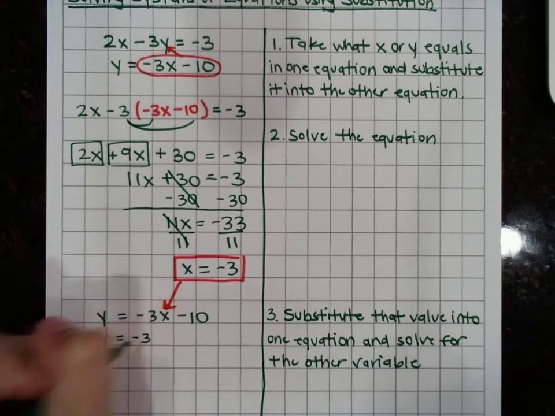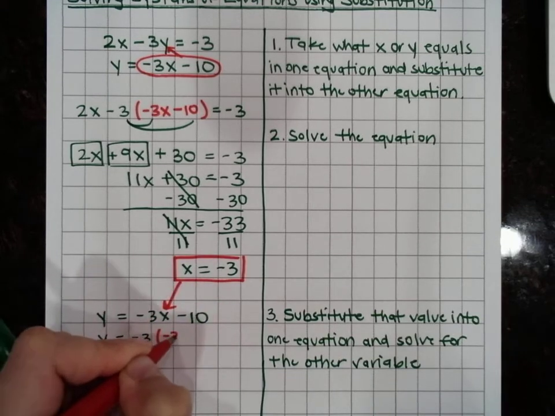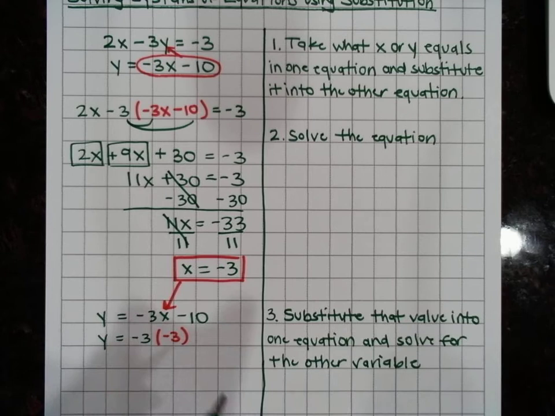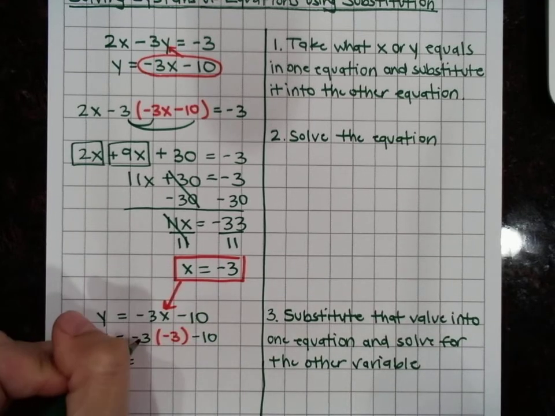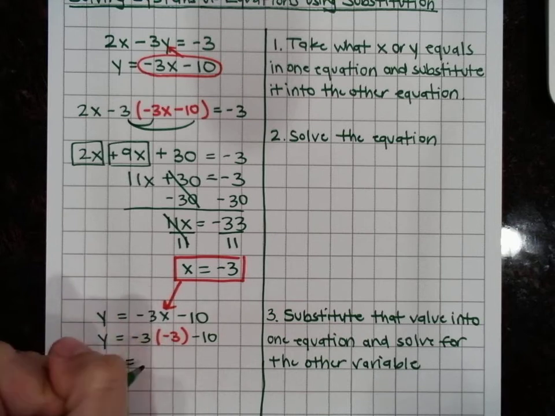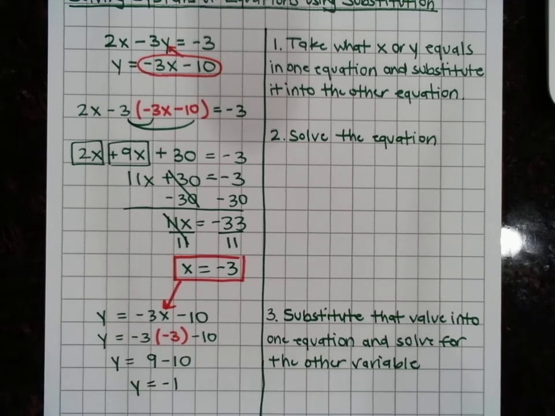So y equals negative 3, but instead of writing x, we know what x is. X is negative 3, minus 10. So y equals negative 3 times negative 3, which is positive 9. 9 minus 10. So y equals negative 1.